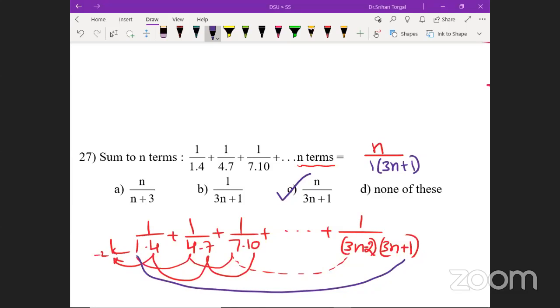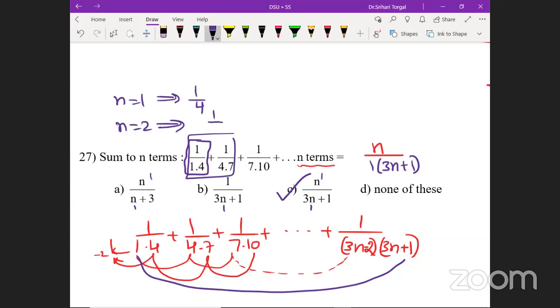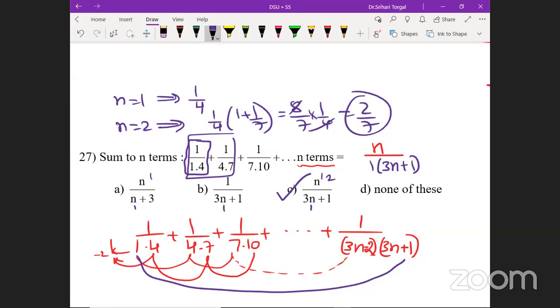Let me substitute, right? The first term you have to get it as 1 by 4. If you put n is equal to 1, you have to get 1 by 4. See here, all the terms contain 1 by 4. Next, put n is equal to 2. This will be hectic for you to calculate all these things. You have to take 1 by 4 common and 1 plus 1 by 7, 7 plus 1, 8 by 7 into 1 by 4, 2 by 7. You have to get 2 by 7 when you put n is equal to 2. Correct. Option C is the right answer. Good.